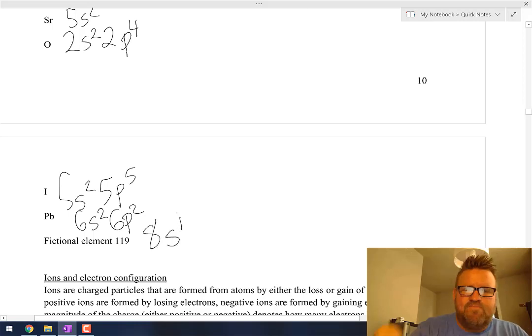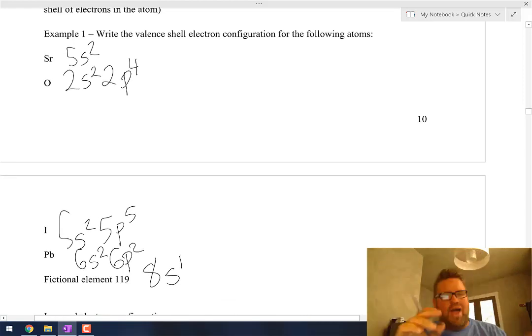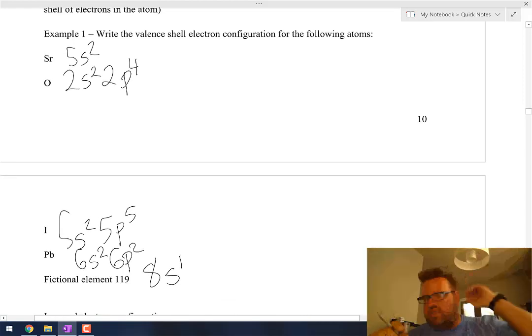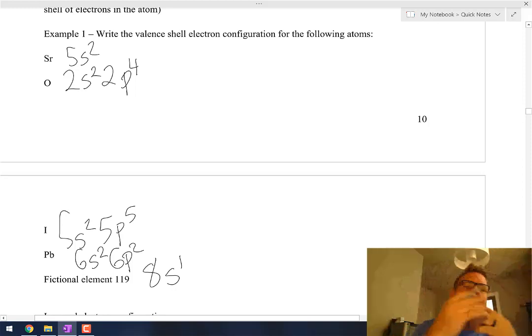8s1. Okay? And so you can write electron configurations using the Aufbau principle, starting at the very beginning, 1s2, 2s2, 2p6, 3s2, 3p6, etc. Or you can also write electron configurations using just the last shell, what we refer to as the valence shell electrons.